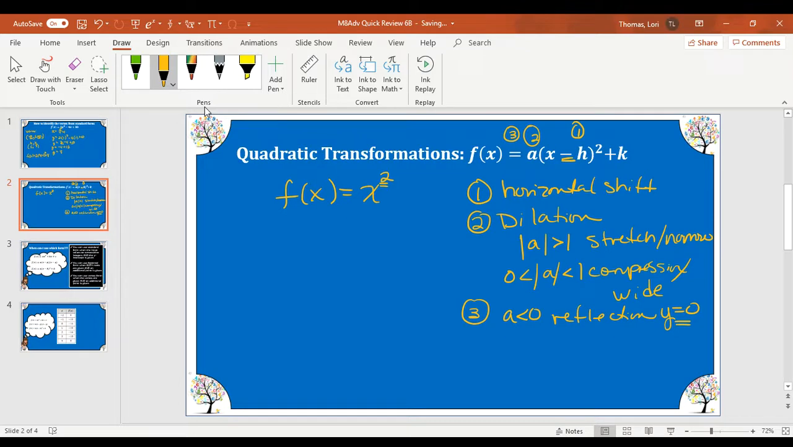And then fourthly, because we're doing it in sequential order, like order of operations, because you always add or subtract last, the K is a vertical shift, either up or down. If it's positive, it goes up. If it's negative, it goes down. So just to recap on the horizontal shift, if this is x minus 3, I'm going to go 3 units to the right. If it's x plus 3, I'm going to go 3 units to the left.